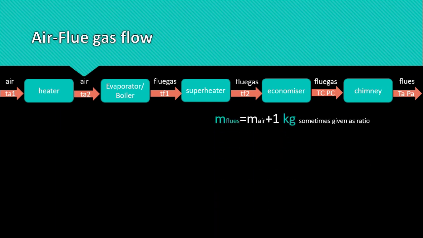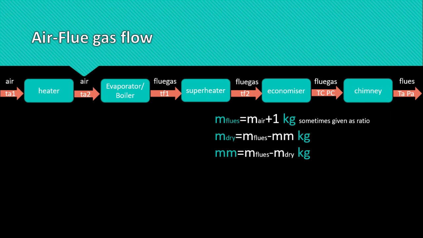Now, mass of flues is equal to mass of air plus 1, in kg, okay? Sometimes mass of flues is given as a ratio. However, we'll deal with that when taking on question papers, okay? Now, mass of dry is equal to mass of flues minus mass of moisture, in kg, okay? And then mass of moisture is equal to mass of flues minus mass of dry, in kg, okay?